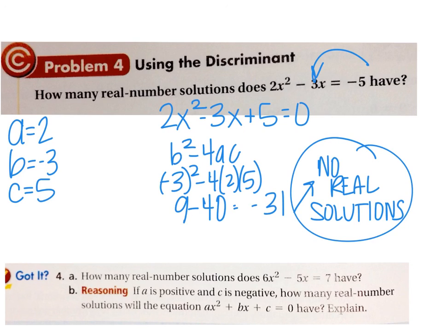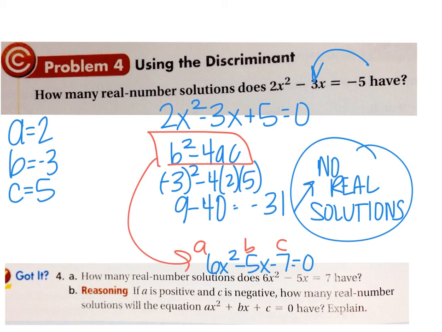Number 4. I'll go ahead and put it in standard form for you. It's going to be 6x squared minus 5x minus 7 equals 0. So A is 6, B is negative 5, and C is negative 7. Go ahead and put that in that discriminant formula like I have written up there, and then tell me how many real number solutions are in it. I'll tell you how many real number solutions are in it after you pause the video, but you have to show your work. Alright, there are 2 real solutions to got it number 4.